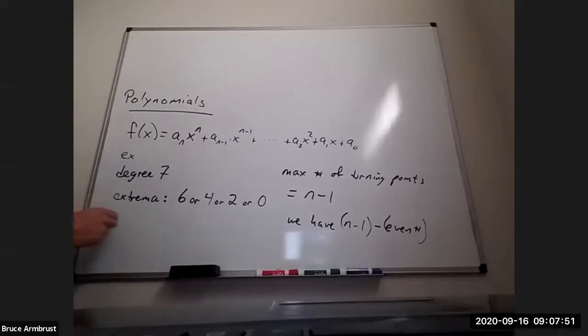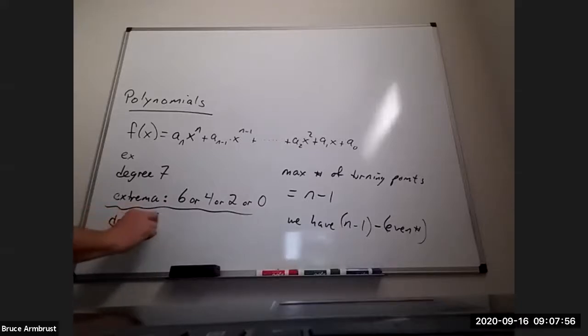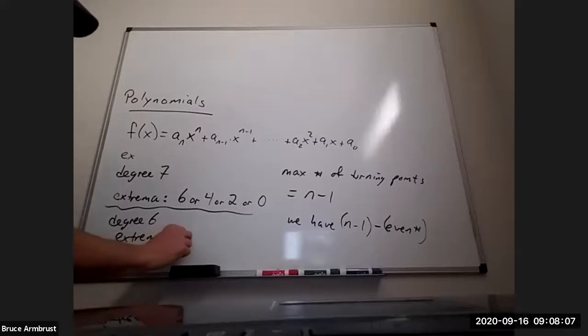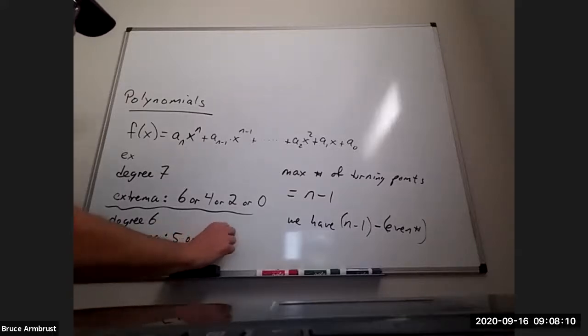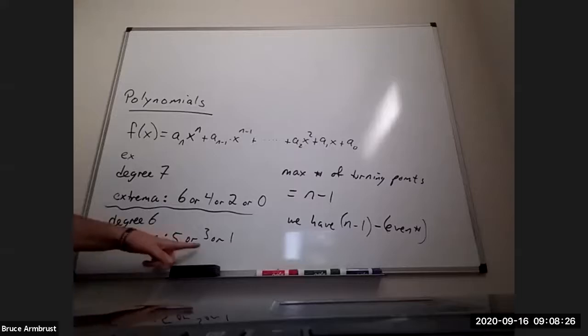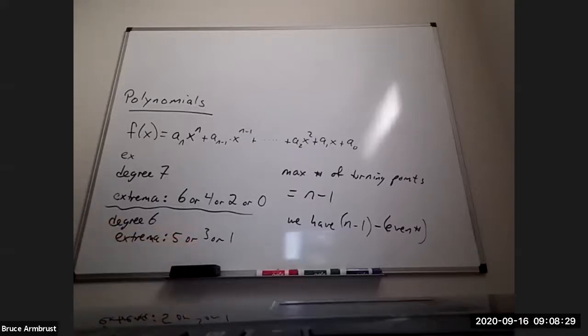Similarly, let's go with an even degree. We've got degree 6, just to make life easy. So in terms of the number of extrema, the most I could have is 5, but then I could also have 3, or I could have 1. I'm just taking away 2 every time. So with a 6th degree polynomial, I'm guaranteed to have a turning point. I'm going to have at least 1, but I could also have 3, or I could have 5.